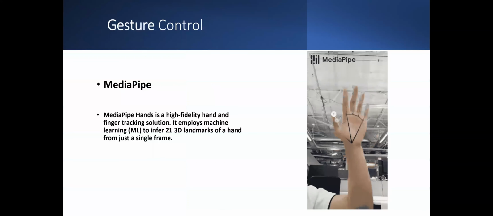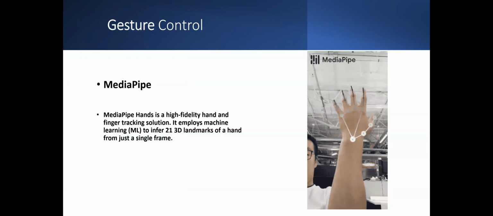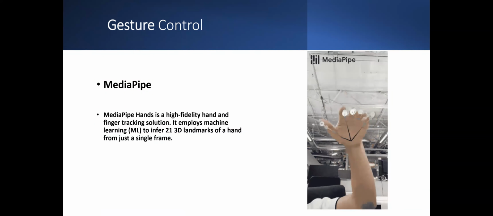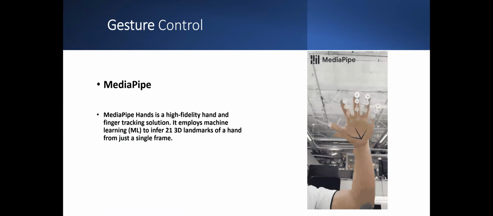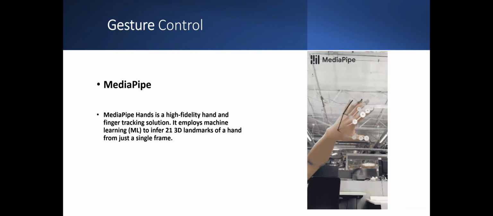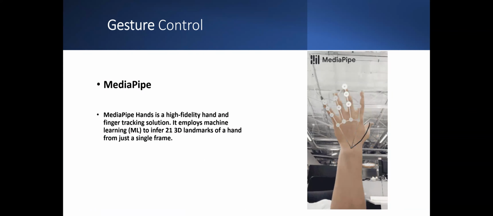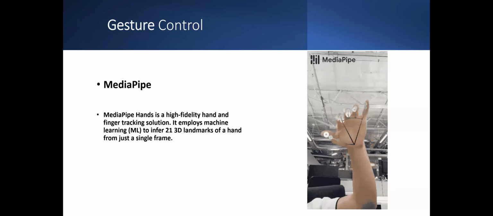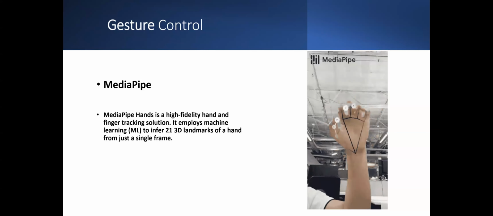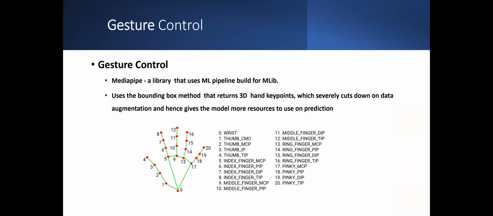Here, we will employ another machine learning model, and this model is called MediaPipe. MediaPipe basically uses hand and finger tracking, where it will first find the entire hand and its orientation, and then mark 21 3D landmarks so that we can understand how the fingers and the entire hand are oriented. For that, it uses landmarks, which are 21 3D points.